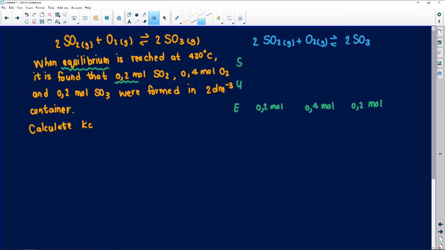Now at equilibrium, we're going to calculate our concentration at equilibrium. We use the formula C equals n over V. My moles is 0.2, because that's the moles at equilibrium, in a container of 2 cubic decimeters, which is 2. Again, C equals n over V: my moles at equilibrium is 0.4, in a container of 2 cubic decimeters. And again, C equals n over V: my moles at equilibrium is 0.2, and the container is 2. So now we're just going to calculate.